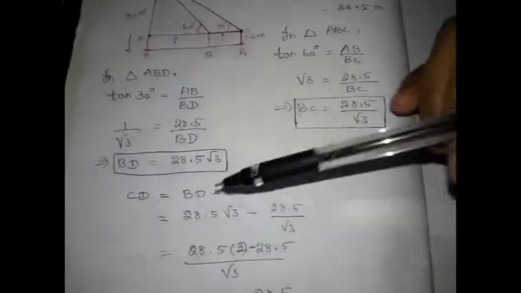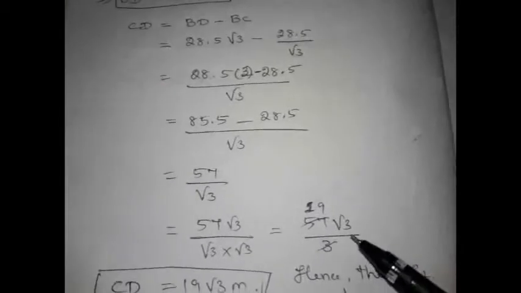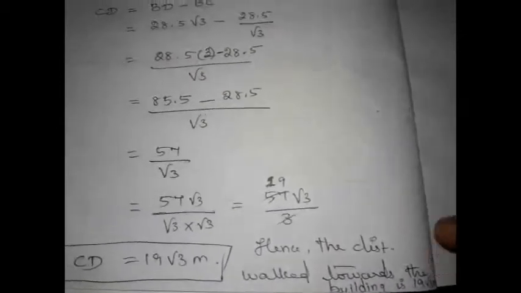We need CD. CD can be written as BD minus BC. Now this is simple calculation only. Take LCM. Root 3 into root 3 will become 3. Multiply and subtract, and then I have rationalized the denominator. And hence we got 19 root 3 meter, and hence the distance walked by the boy towards the building is 19 root 3 meter.